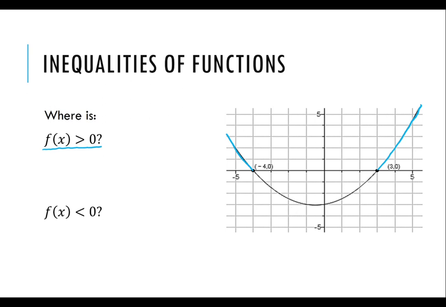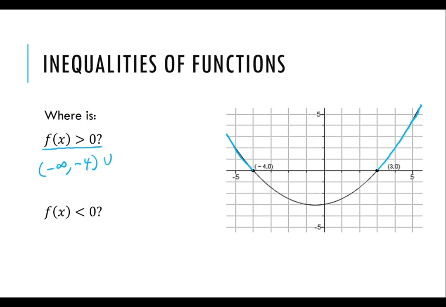And so we're going to always answer where the functions are above or below the x-axis based on the x values. And so the x values for which this function is above 0 or bigger than the x-axis is going to be from negative infinity up to negative 4, but not including, because once again, negative 4, 0 is on the x-axis, and we don't want to include that value.